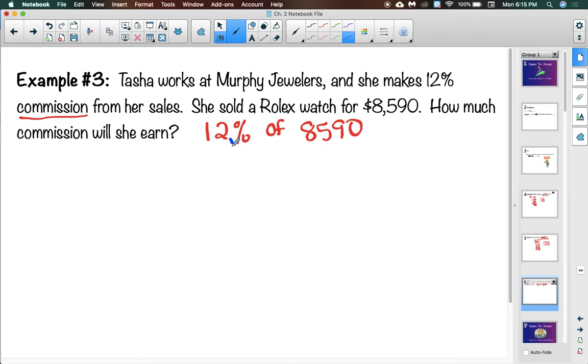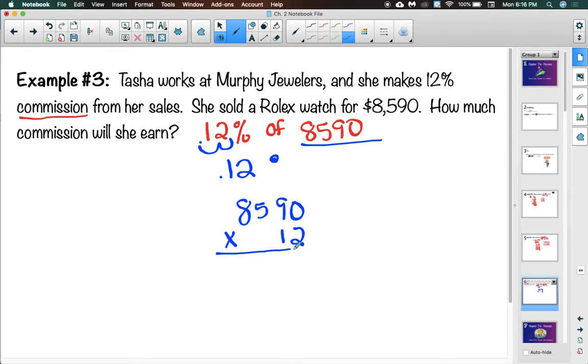So you know the deal. First thing we have to do is change my percent to a decimal. So I get 12 hundredths. And now I have to take 12 hundredths times 8,590. Let's get that done quickly here. I know this video is getting a little long. 8,590 times 12. 2 numbers after the decimal, so I put the 2 in the box. 2 times 0 is 0. 2 times 9 is 18. 2 times 5 is 10 plus 1 is 11. 2 times 8 is 16 plus 1 is 17.